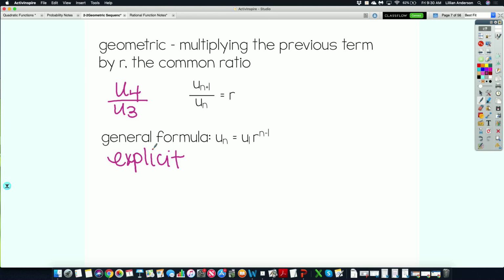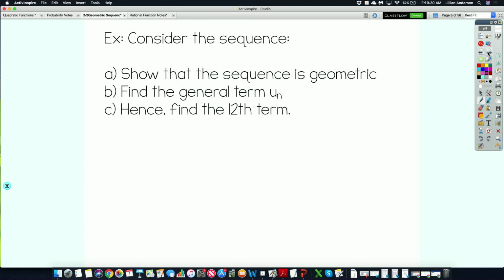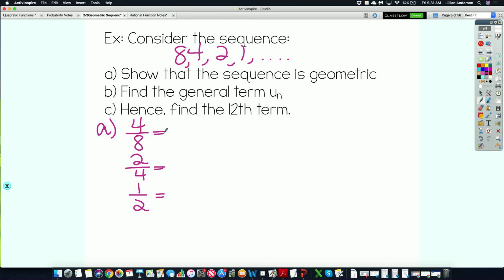Okay? So, when you open up that first little flap, you'll see this here. It says consider the sequence 8, 4, 2, 1, so on and so forth. Show that the sequence is geometric. How would I show that? 4 divided by 8, 2 divided by 4, and 1 divided by 2. And every single one of these should be equal to each other. Aren't they all 1/2? Yes. Okay, very good. That is how you show that the comparison between the following term and the previous term is the exact same.